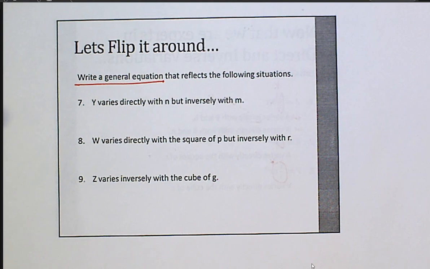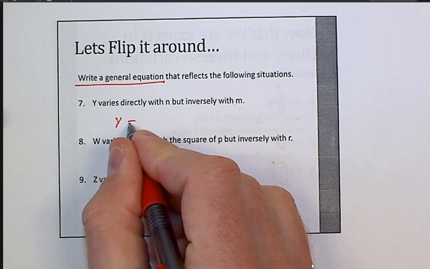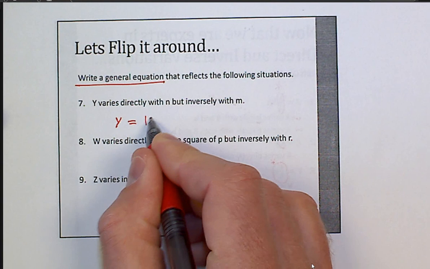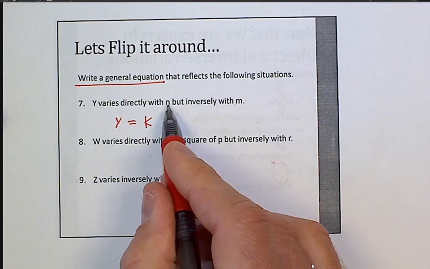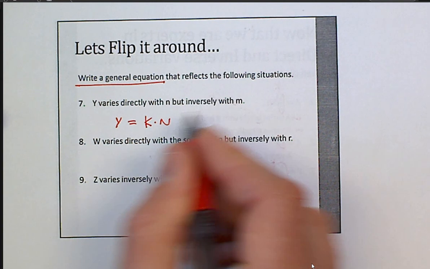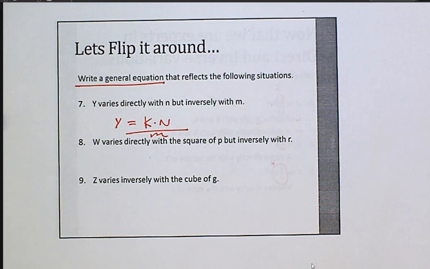All right. Y varies directly, so y equals. I know I'm going to be multiplying. My k value is just k, since I don't have an actual value, so I have to use k. It varies directly with n, but inversely with m. That would be division. And that's how you would write that example.